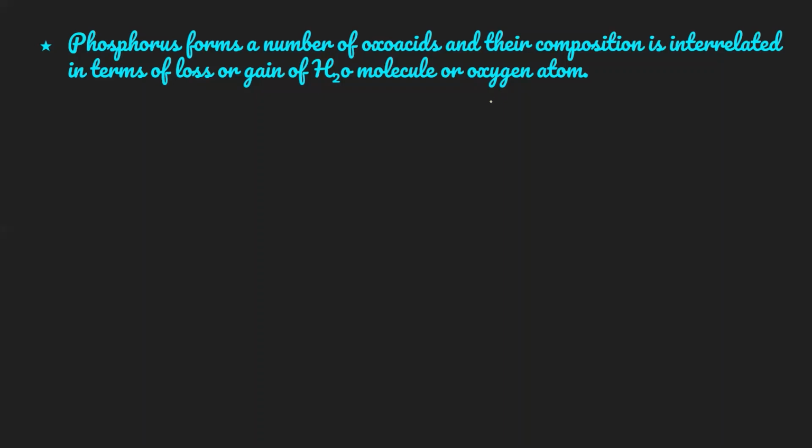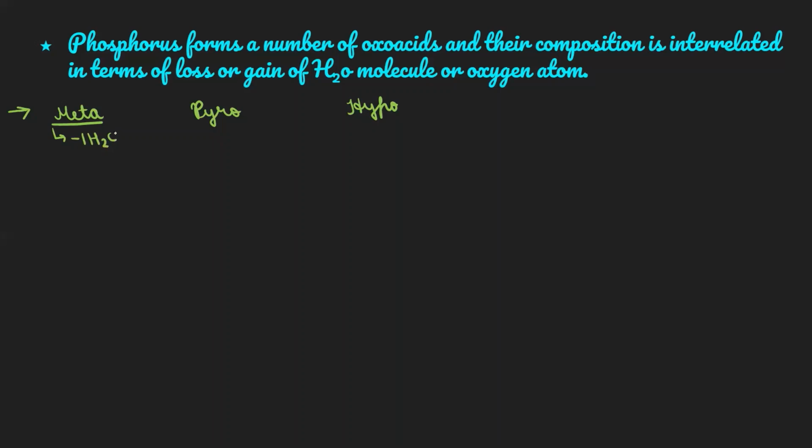So there are three terms, meta, pyro and hypo, which describe the interrelation between the oxoacids of phosphorus. Now let us see what these three terms mean. Meta, pyro and hypo. Now the word meta means the loss of one water molecule.